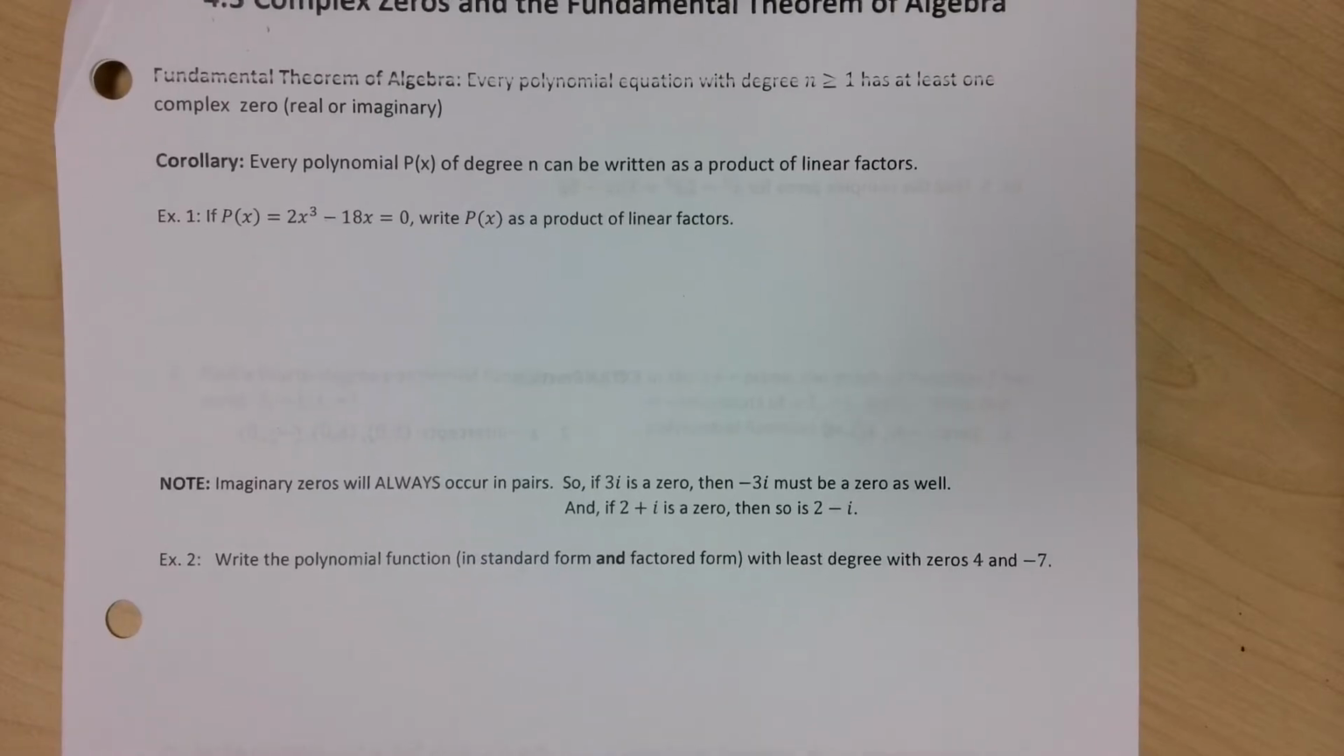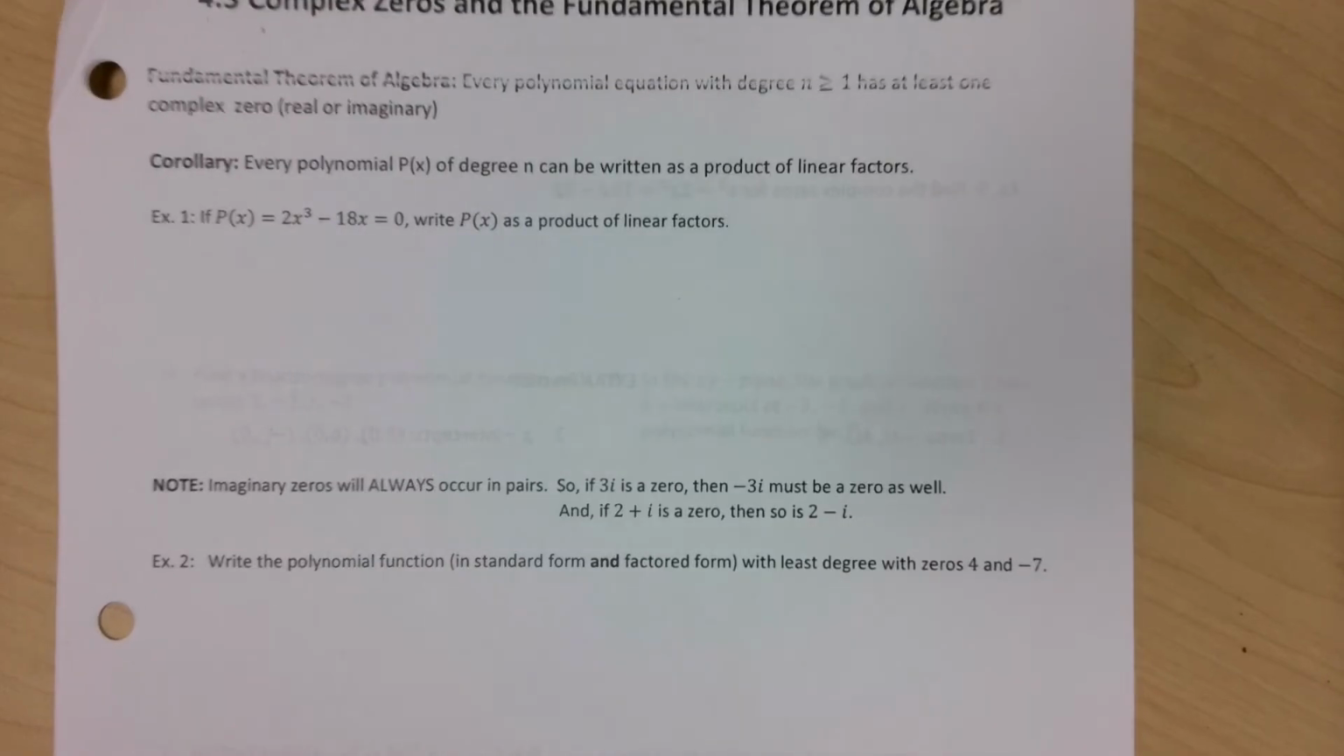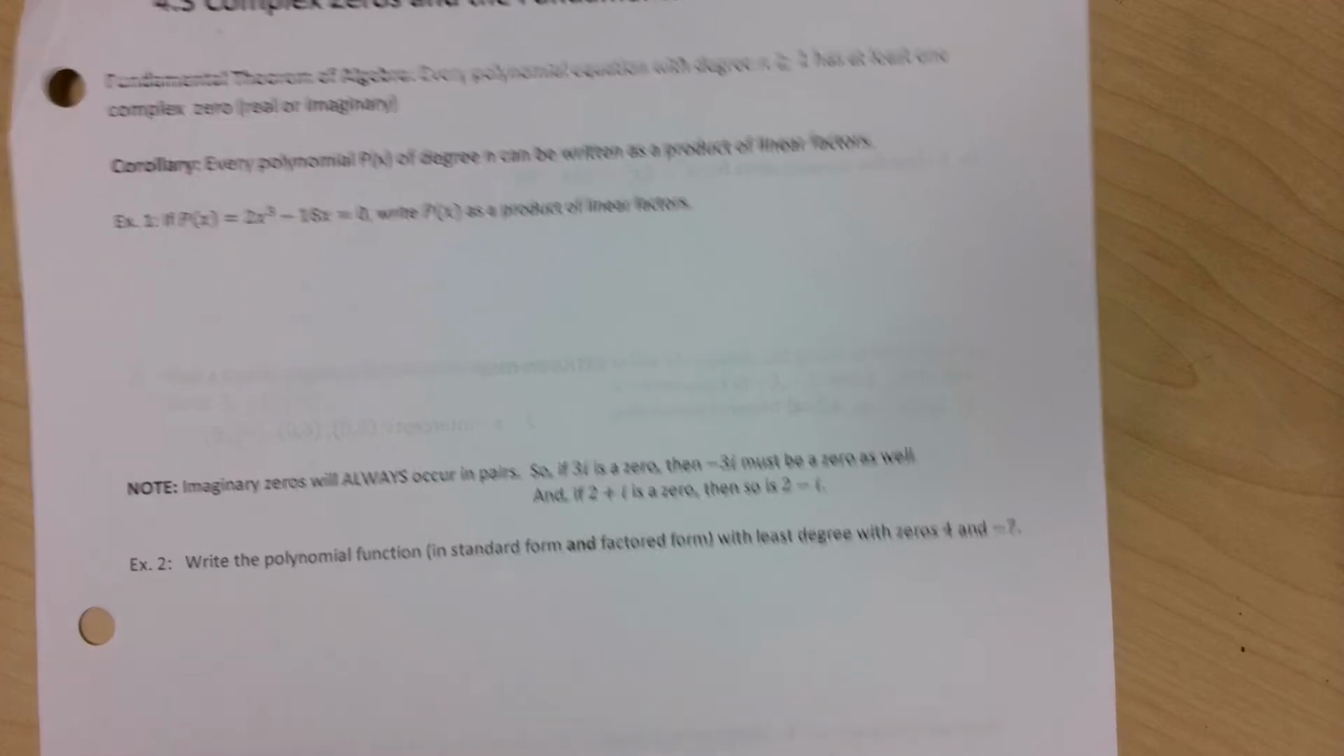The thing about imaginary numbers is that imaginary numbers travel in pairs. So if you have an imaginary number of i, there's also going to be a negative i. If there's a 1 plus 2i, there's also going to be a 1 minus 2i. So let's look and see how this all takes into play.